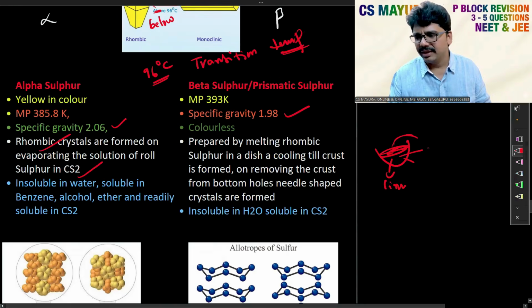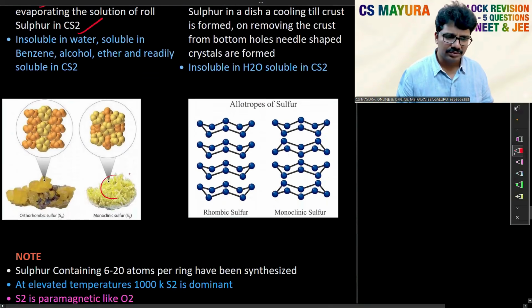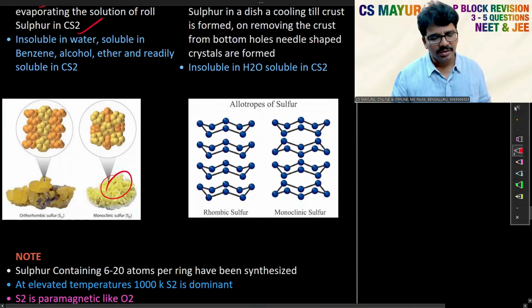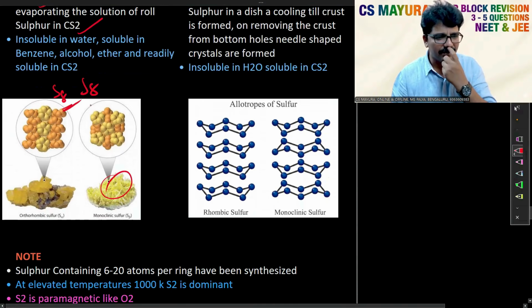After removal of this crust and the liquid, the solid observed in this bowl is what? Monoclinic sulfur. It has a needle shape, so this is called needle-shaped sulfur. You can see in this picture: this is a sharp edge. The molecules have sharp edges. Both are crystalline, and both have S8 molecules. Rhombic sulfur has S8 molecules and monoclinic sulfur has S8 molecules, but their crystalline structure is different.